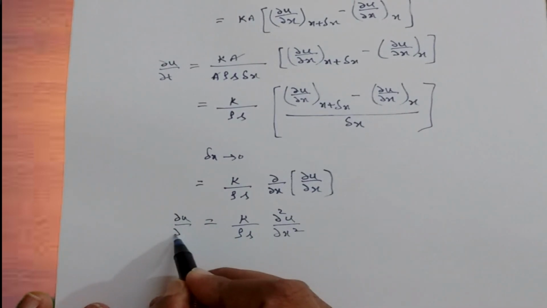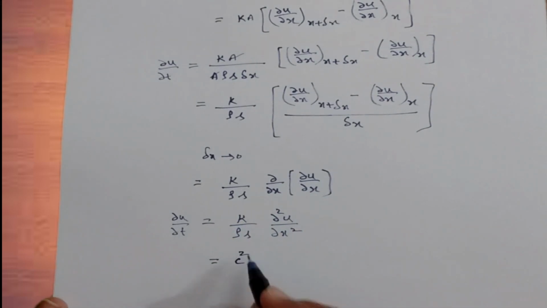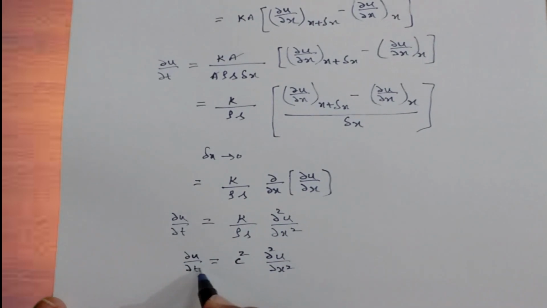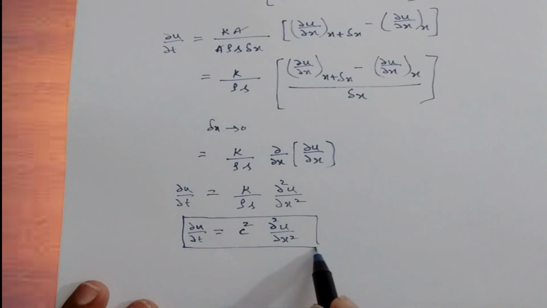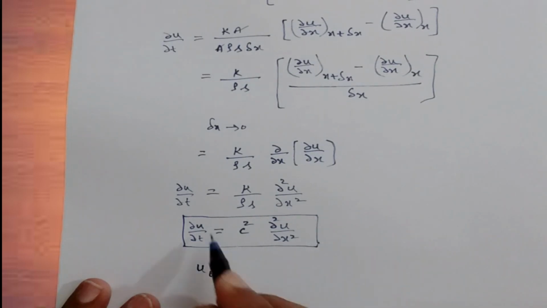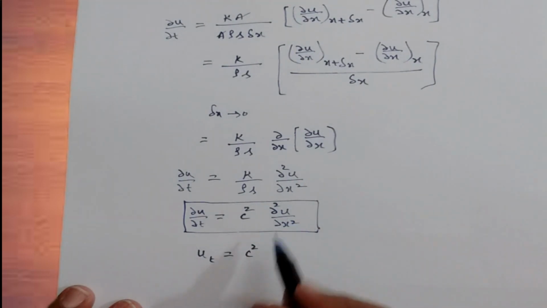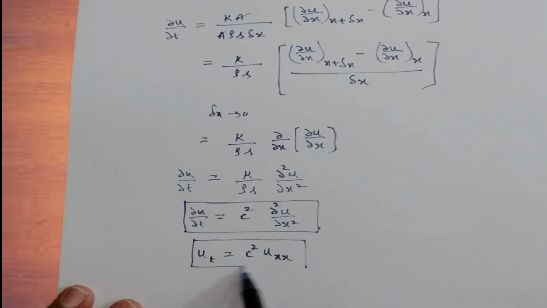So this gives you dou U by dou T is equal to, suppose this K, rho and S are all constant, and we can replace them by some other constant, c square dou square U by dou X square. Now this gives us the heat equation. Or if you want to rewrite this, you can write U t, because dou U by dou T represents U t, is equal to c square times, because it's a second order derivative with respect to X, U xx. This also represents the heat equation. So you can write the heat equation either in this form or in this form. This represents the one-dimensional heat equation.